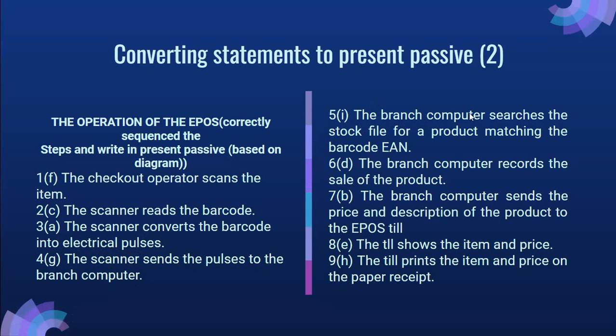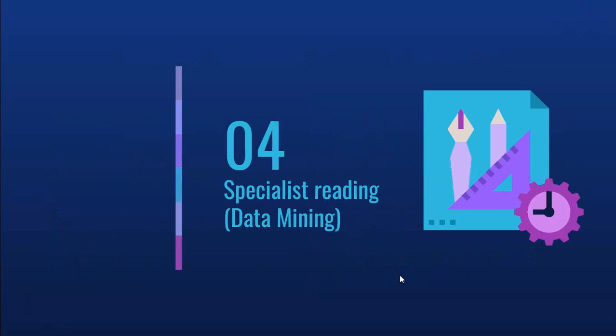5I: the branch computer searches the stock file for a product matching the barcode EAN. 6D: the branch computer records the sales of the products. 7B: the branch computer sends the price and description of the products to the EPOS till. 8E: the till shows the time, item, and price. 9H: the till prints the item and price on the paper receipt. The fourth will be presented by Ara.